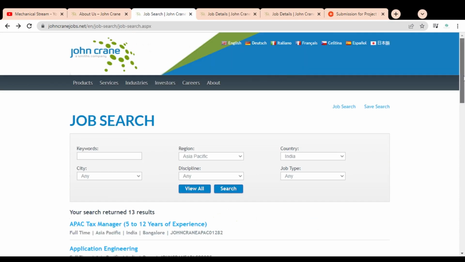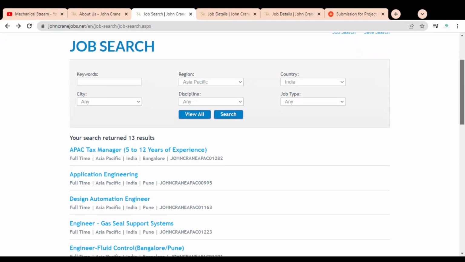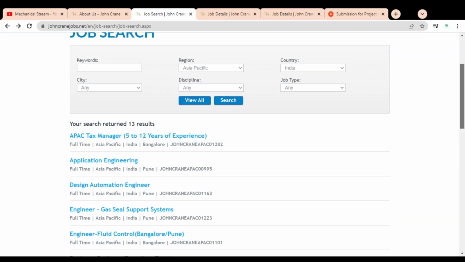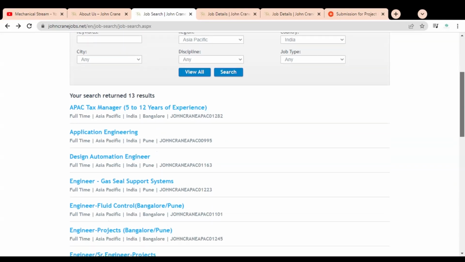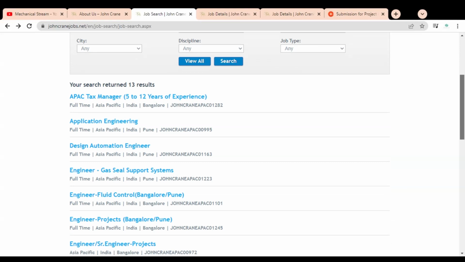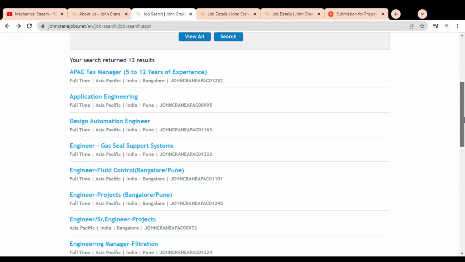So friends, here you can see we are at the official career page of the John Crane company, and below you can see various types of job openings. At the top you can see various types of filters, like keywords, region, country, city, discipline and job types. So you can select according to your educational requirement and interest area. Below you can see various job openings for both experienced professionals and freshers.